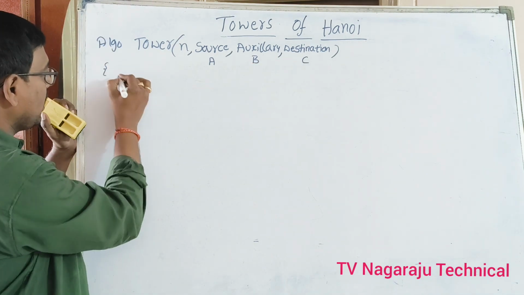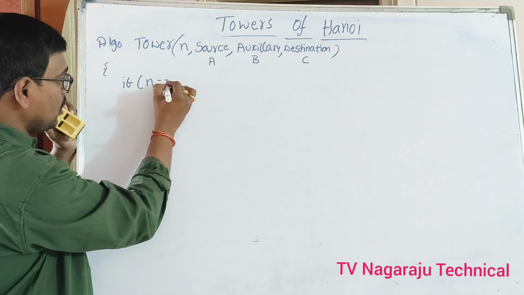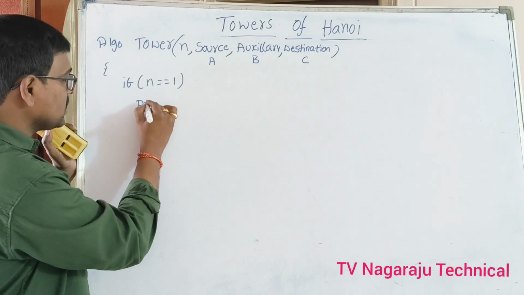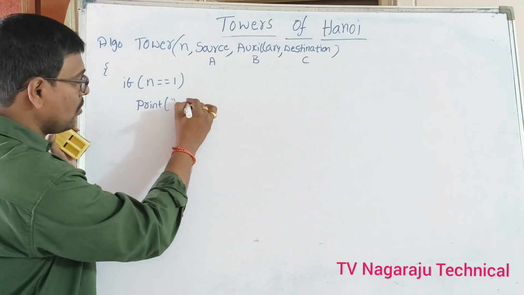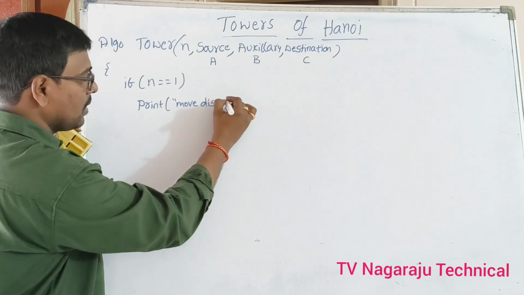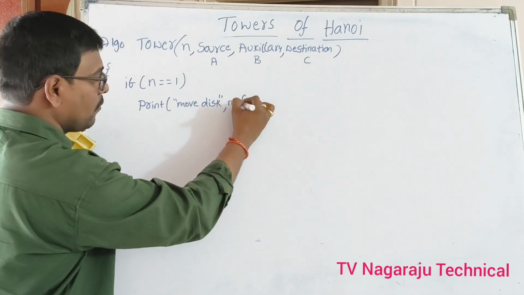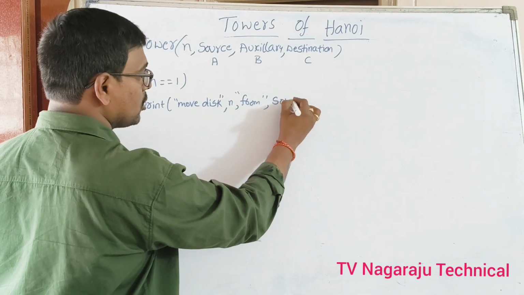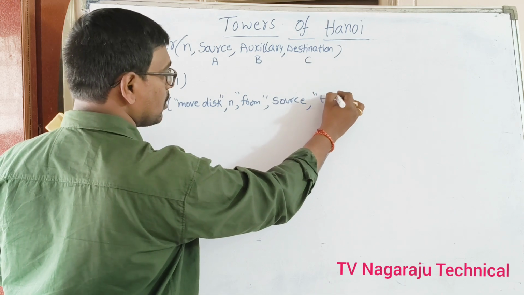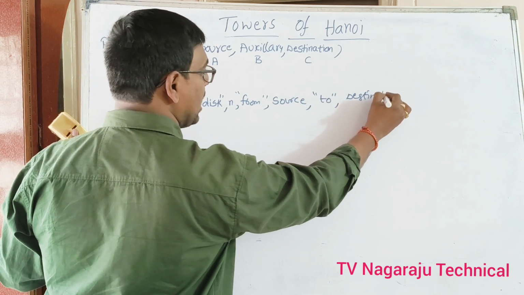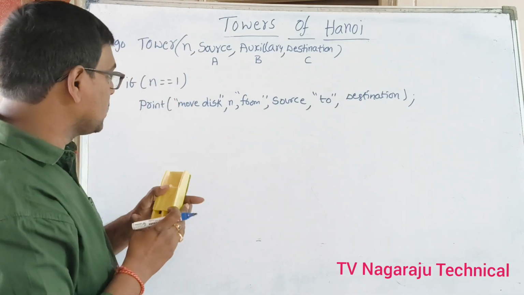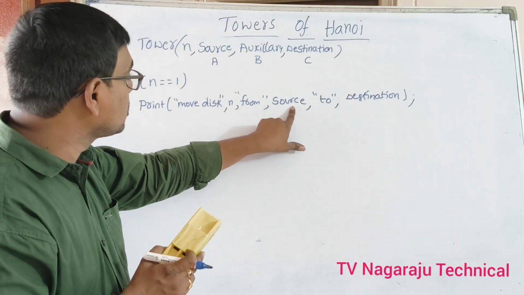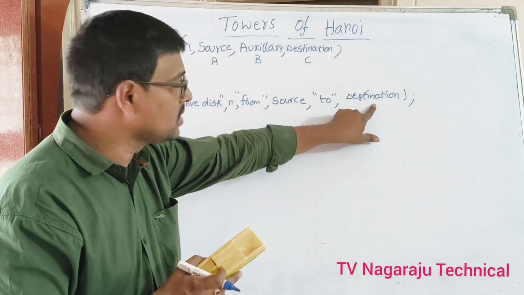Okay. Now, if n is equal to 1, that means we have only one disc. If you have only one disc, directly we are printing the message: Move disc n from source to destination. Why I am writing like this is just to get a clear answer. Suppose n is equal to 1. Move disc, this is printed. Disc 1 from source. What is the source? Assume A. Destination is replaced with C.